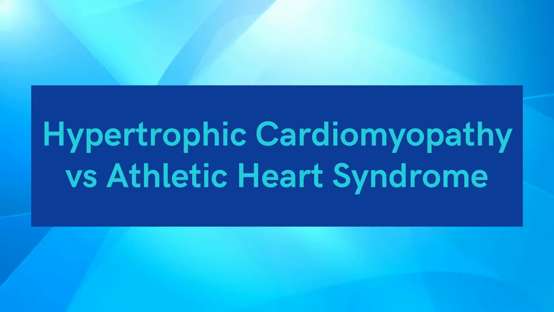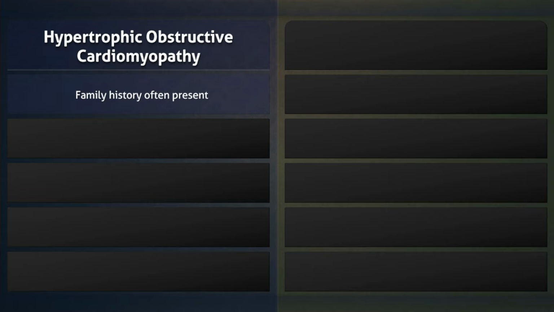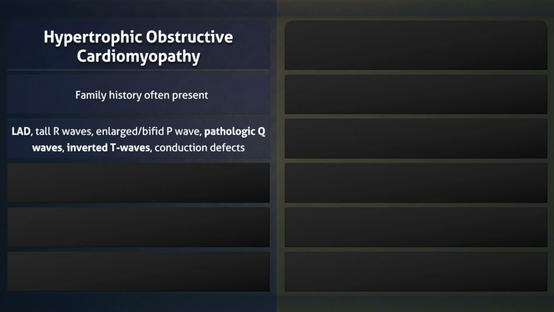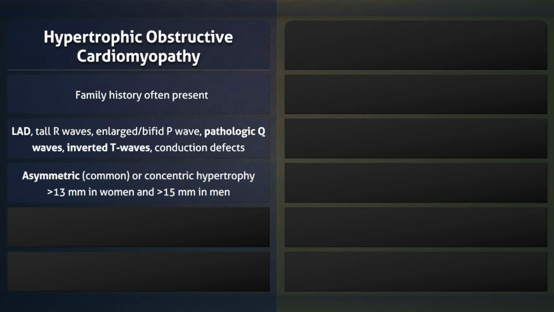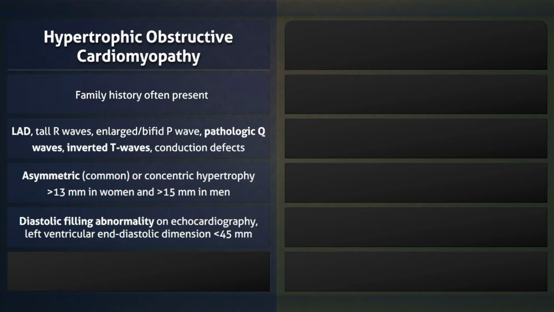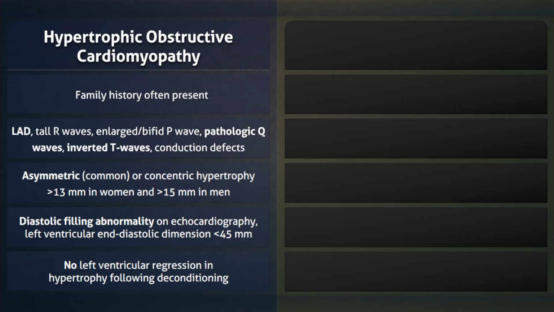Patients with hypertrophic obstructive cardiomyopathy often have a family history of the disease since it is a genetic condition with an autosomal dominant inheritance. A myriad of ECG abnormalities may be present, such as left axis deviation, pathologic Q waves, and inverted T waves. On echocardiography, the hypertrophy is usually asymmetric and greater than 13 mm in women and 15 mm in men. As well, there is a diastolic filling abnormality with a left ventricular end diastolic dimension of less than 45 mm. Following deconditioning, regression in left ventricular hypertrophy does not occur.